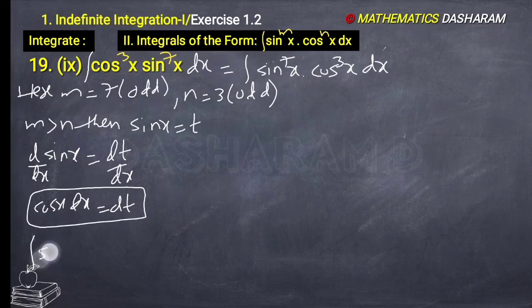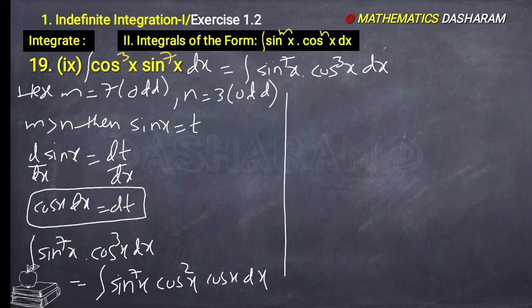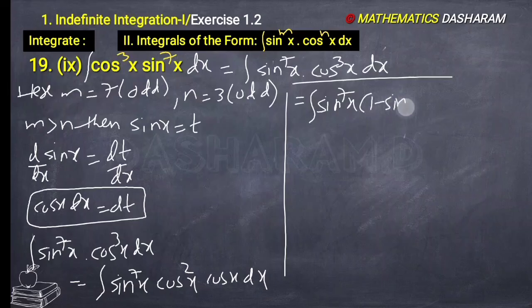Now the given question is integration of sin to the power of 7x into cos cube x dx. It is equal to integration sin to the power of 7x. Cos cube x can be written as cos square x into cos x dx. So it is equal to integration sin to the power of 7x, and cos square x can be written as 1 minus sin square x, into cos x dx.